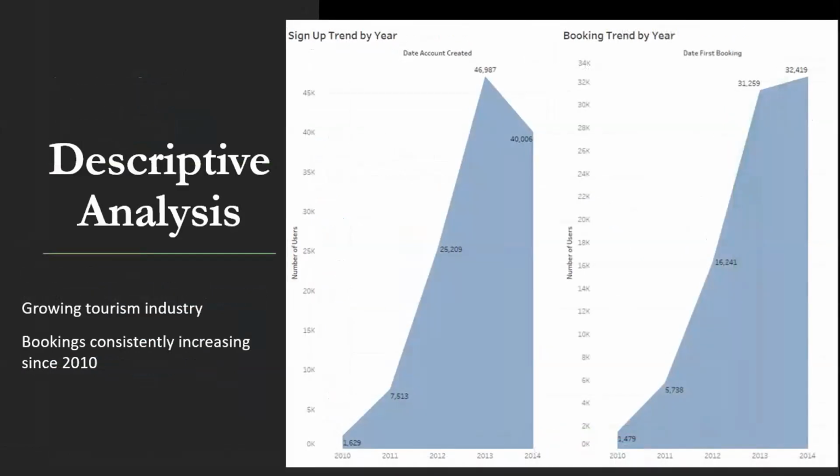This is about the sign up year, the booking year, and the year of creating the account. As we can see on the left hand side, the users who created accounts increased from 2010 to 2013, and they dropped in 2014. Although, when you see on the right hand side, the booking trend has been consistently increasing from 2010 to 2014. This shows the growing tourism industry.